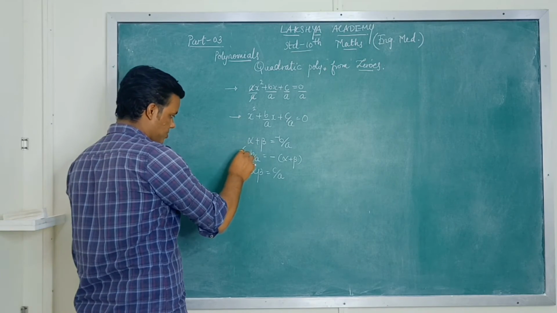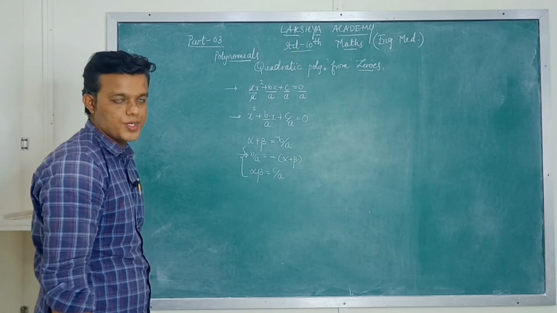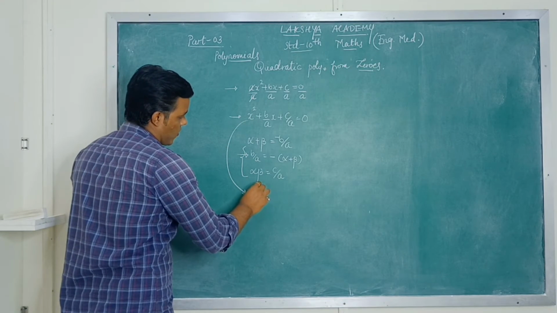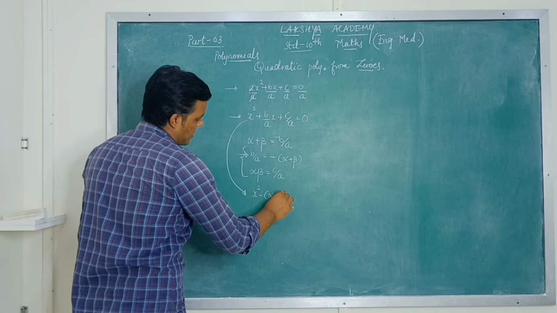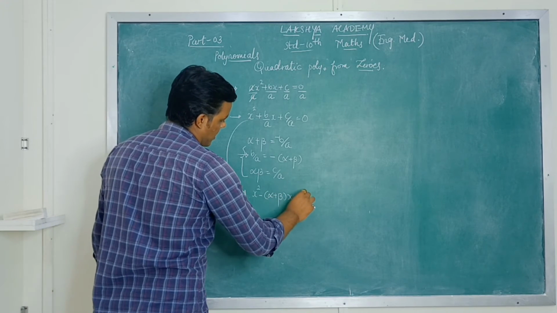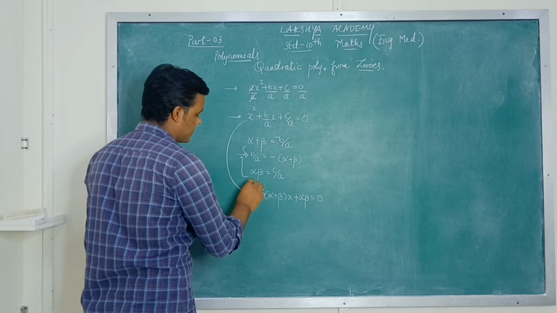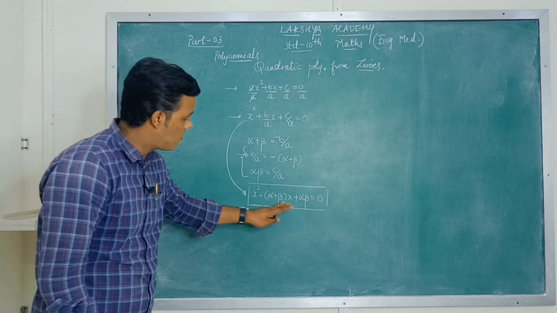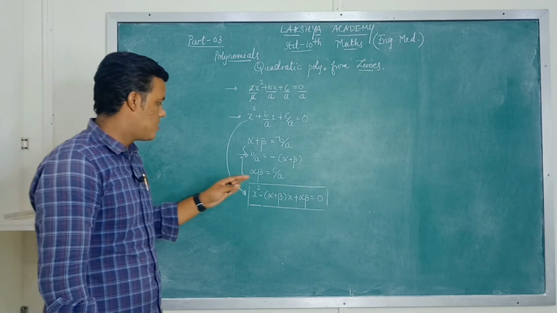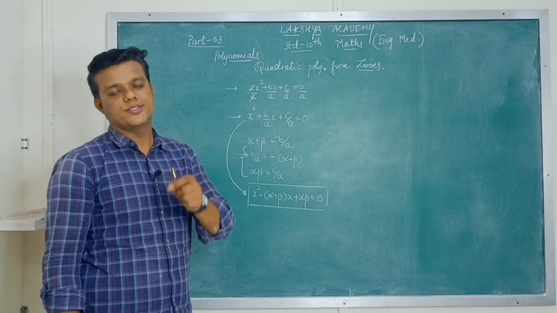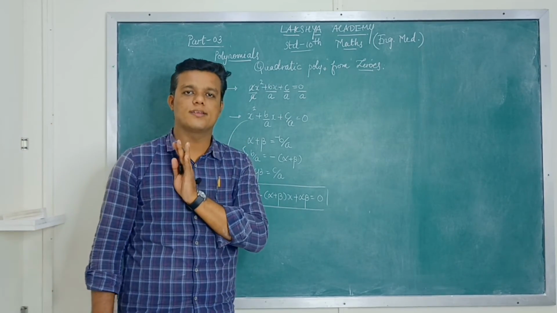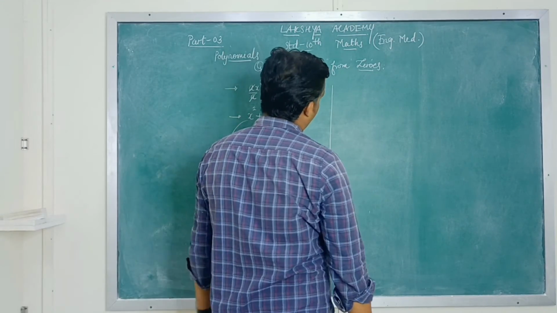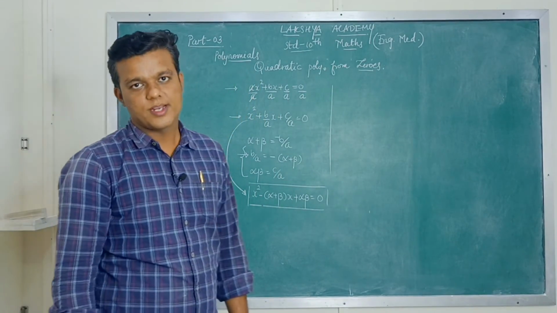If I substitute these two values in the given equation, then our equation will become x square minus alpha plus beta x plus alpha into beta equals 0, which is the quadratic polynomial in the form of zeros. If you have zeros, then you can get the quadratic polynomial directly. Okay, now we will try to solve a couple of examples which are given in your textbook in exercise 2.2.